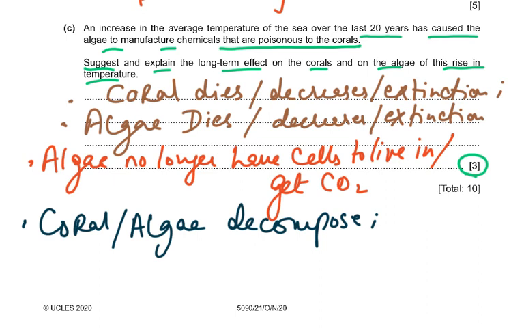So, how do you word it? Coral dies or decreases or becomes extinct, or algae dies, decreases, becomes extinct. Algae no longer have the cells to live in, because if they don't have the coral, well, where are they going to live in? So they don't have a home to live in. And the coral and the algae ultimately decompose. So look at the 3 marks. So 3 marks, you have only 4 mark scheme points. So that means if you wrote any three of these, I'm not saying any one of them, you could have written them in any sequence, any three of these. So that makes you realize that you've got to be very careful in how you word your answers. Your English, your biological English must be very, very exact.